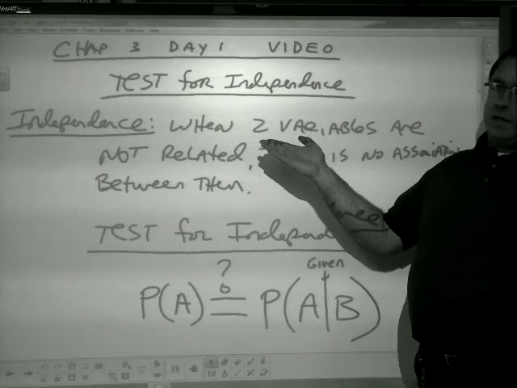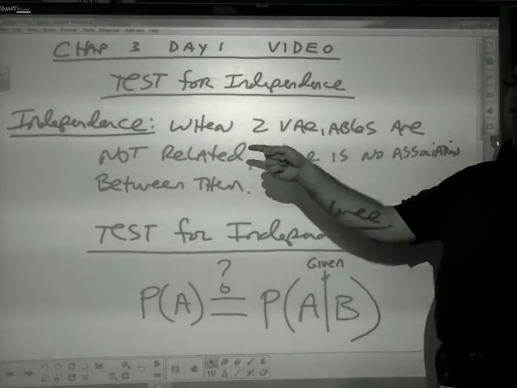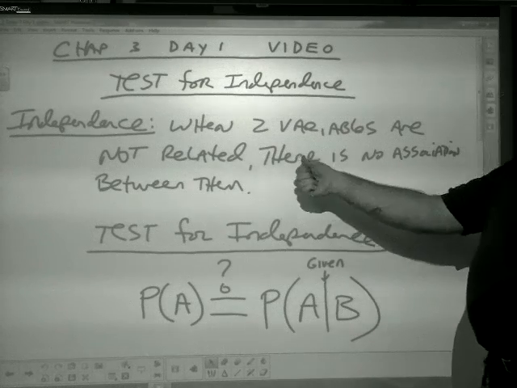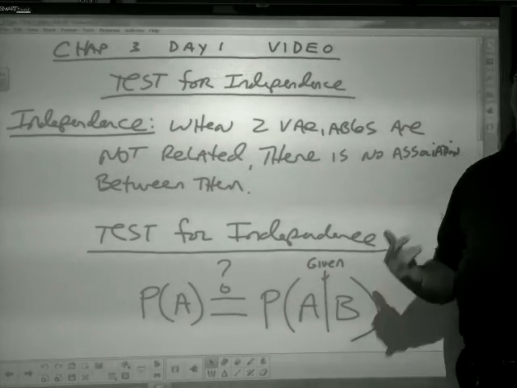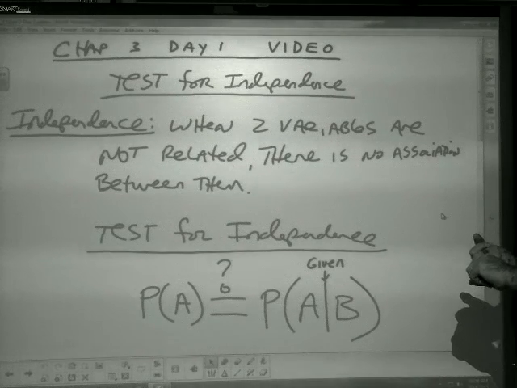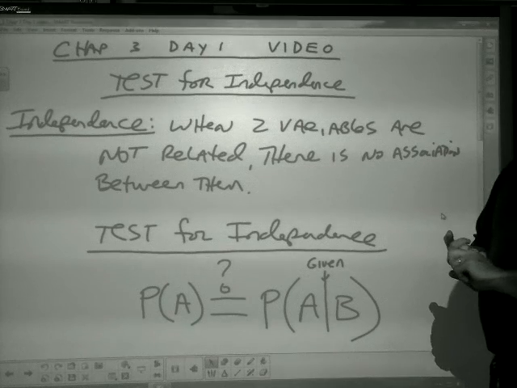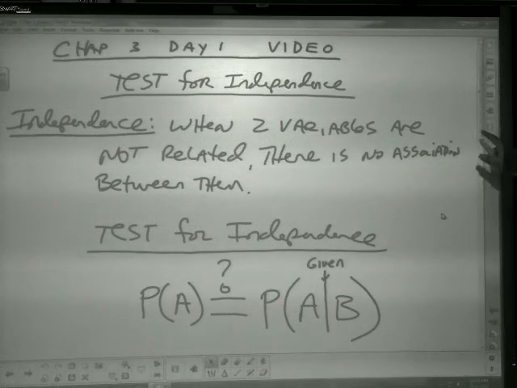Let's formally define independence though. Independence is when two variables are not related. So there is no association between them. If two variables are not related and there's no association between them, we would say that they are independent. So we test it mathematically. So here's what we do.